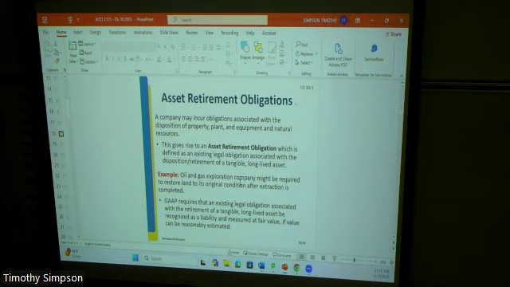All right, AROs, asset retirement obligations. What are these? Well, first of all, these relate primarily, I think, to extractive industries, where at the end of the termination of whatever this obligation is, something has got to be involved in restoration. What are these restoration costs?